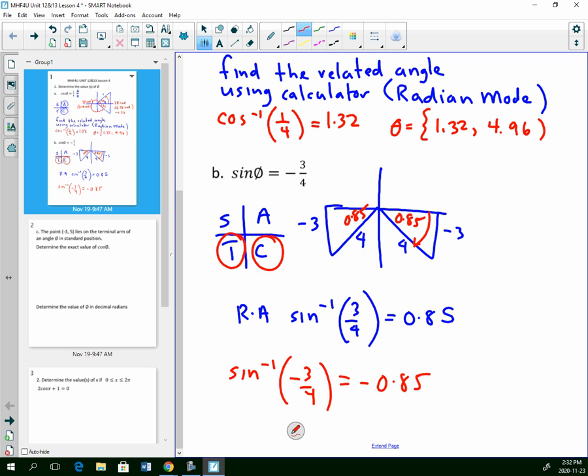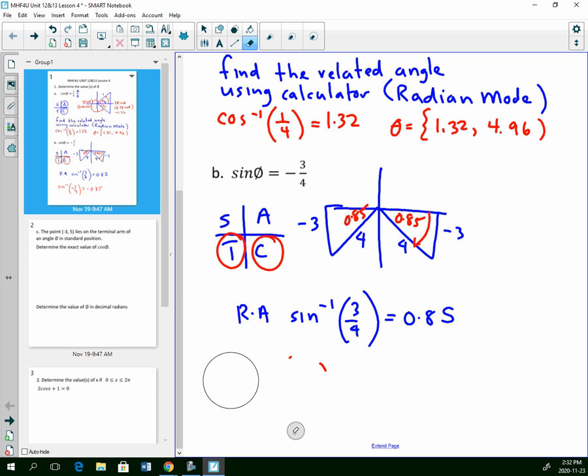found. If you leave out the negative and just do the 3/4, the cast rule takes care of the negative, right? By using the cast rule, I'm determining which quadrants it's negative in, so I don't need to worry about the negative sign when I do my related angle.